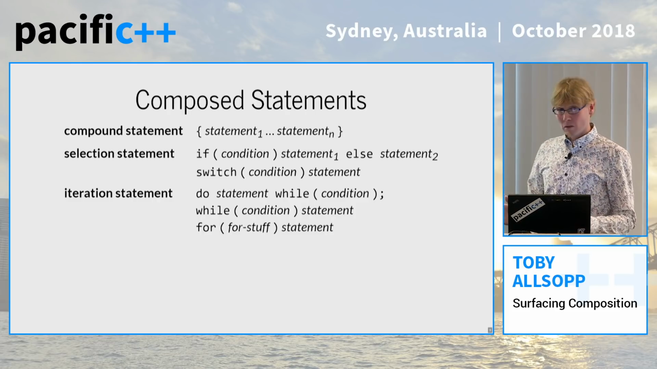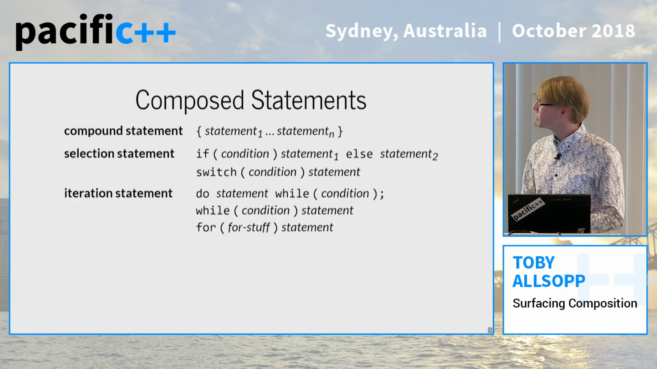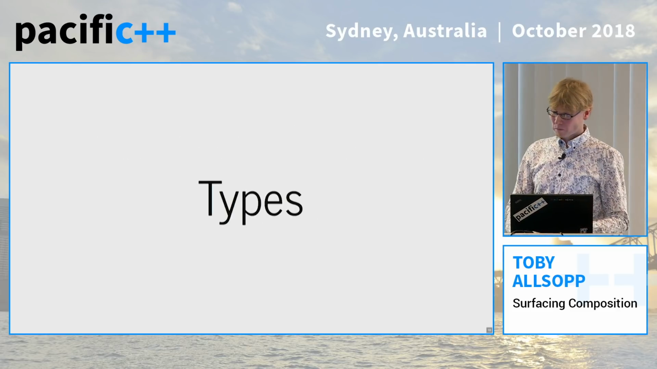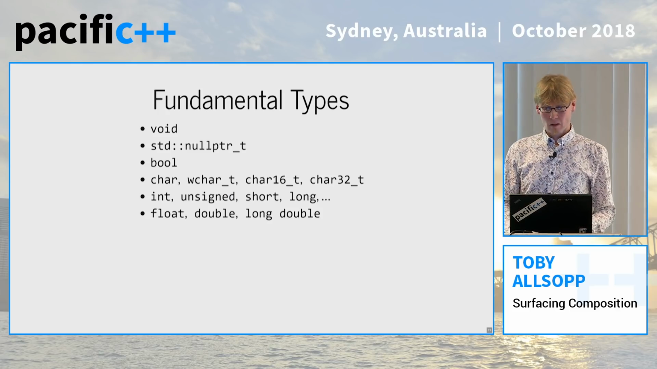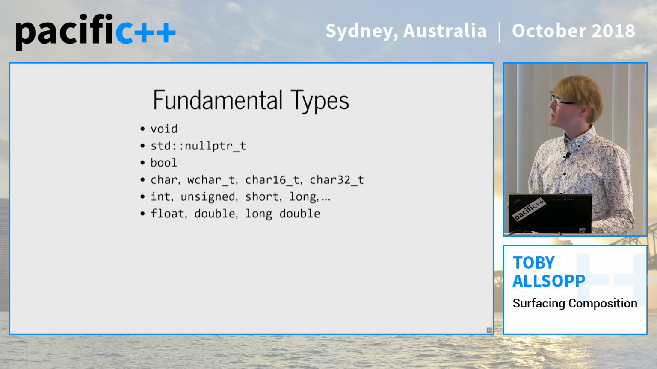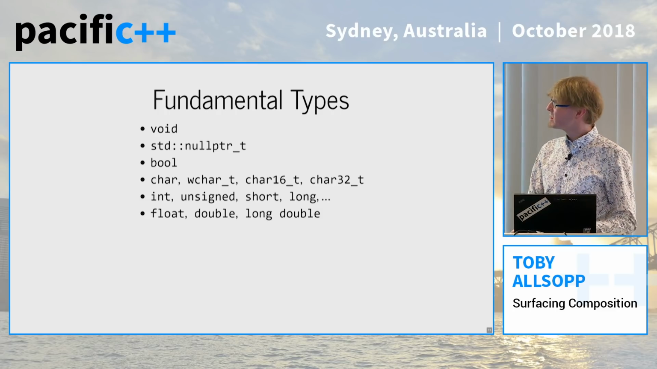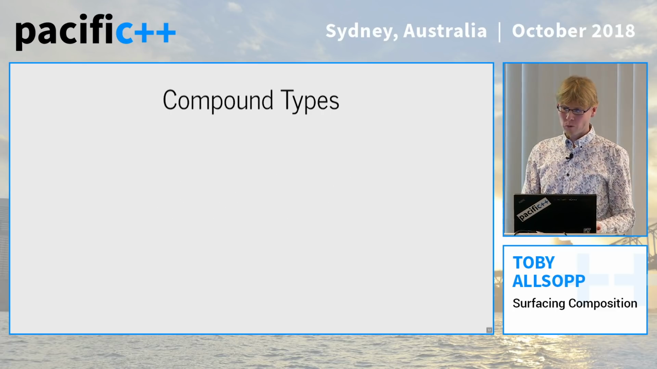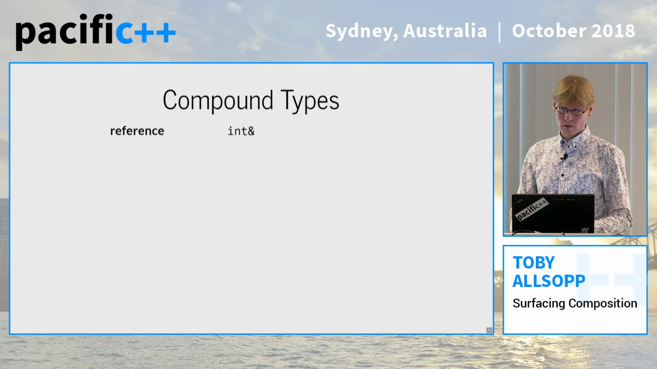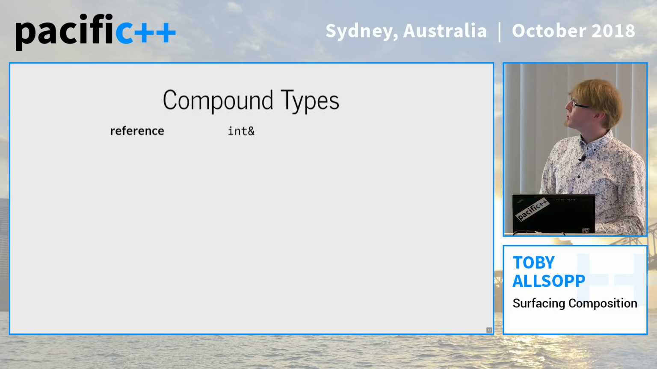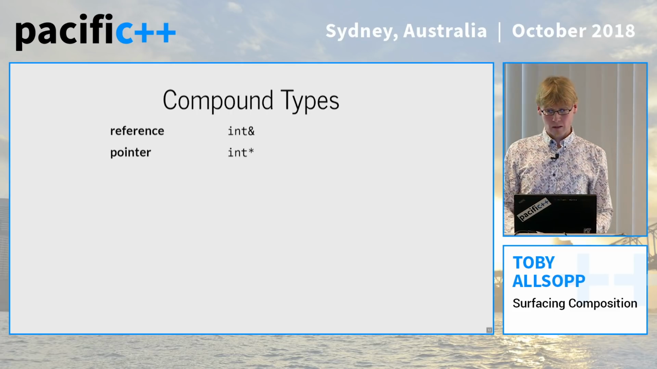So I'm not telling you anything new, hopefully, assuming you know C++. So types exhibit the same structure. We have a whole lot of fundamental types, and this is not an exhaustive list. And then we combine them or modify them to form compound types. For example, we can turn a type into a reference to that type. We can turn a type into a pointer.